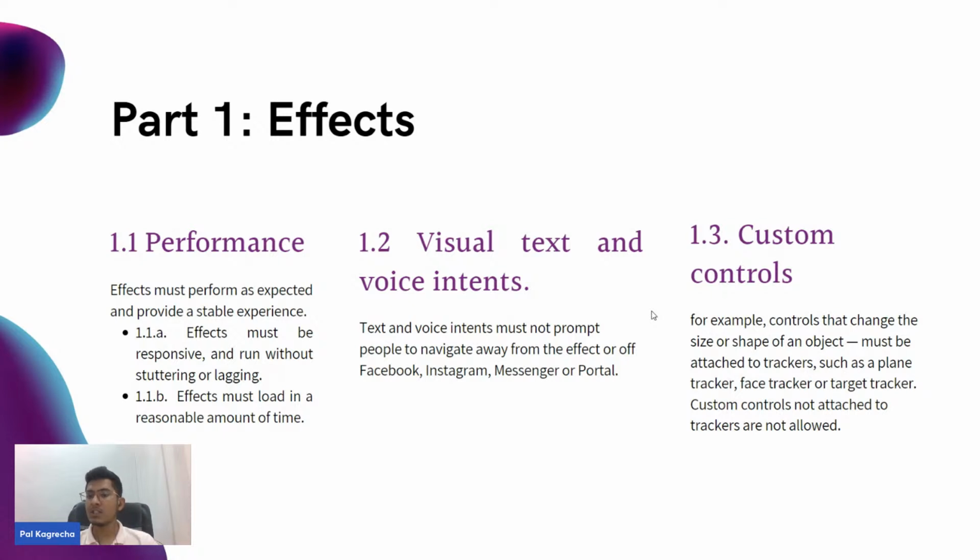The third point is custom controls. For example, controls that change the size or shape of an object must be attached to a tracker, such as a plane tracker, face tracker, or target tracker. Custom controls that are not attached to the trackers are not allowed. So basically, you can't keep buttons on the UI. You can use the UI picker. That's just a custom set of instructions which is available in Spark AR Studio. You can use that, but you can't have your own custom buttons if they're not attached to a tracker. Yesterday, the rays were attached to the face tracker. In the same way, if you want to keep a button, you can keep it, but if it's not attached to the tracker, you can't utilize it.